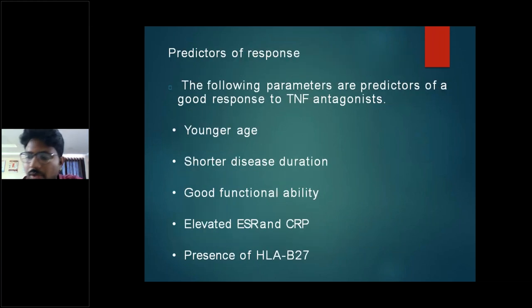So what are the predictors of response? If the patient is presenting at a younger age, or shorter disease duration, or good functional ability, or elevated ESR and CRP. Elevated ESR and CRP is a good prognostic sign. Why? Because the patient is still in the inflammatory stage. He did not go into the ankylosing phase. In the ankylosing phase, what will happen? The ESR and CRP will again come down. So younger age, shorter disease duration, good functional ability, elevated ESR and presence of HLA-B27, these are all predictors of good response to TNF antagonists.